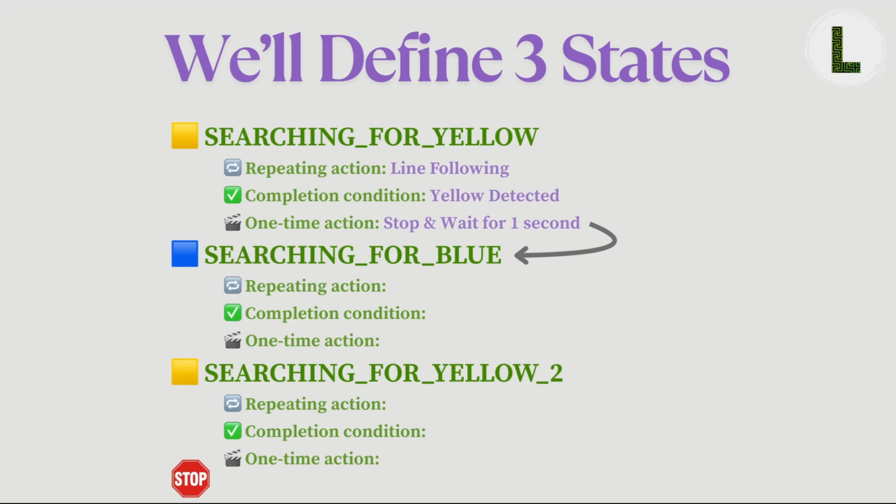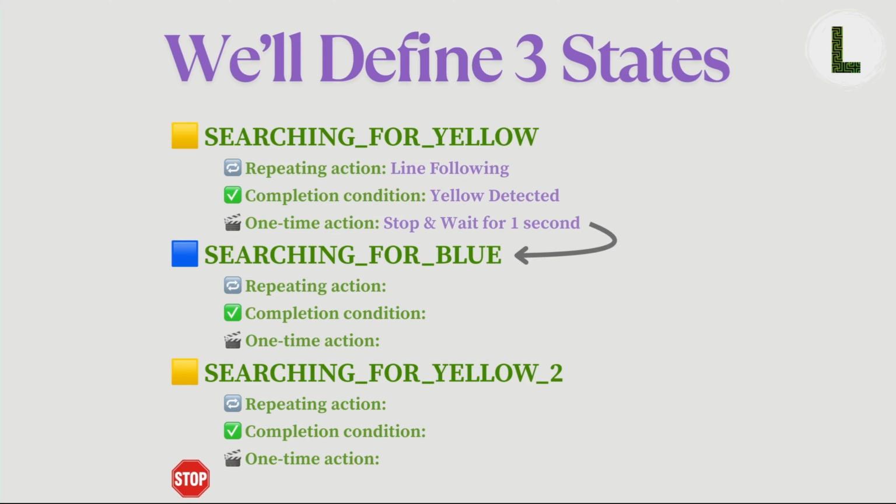Now that we've seen how to define the first state, take some time to pause the video here and write down what you think the repeating action, completion condition, and one-time action for the searching for blue state should be. Feel free to pause the video now and come back when you've given it some thought.